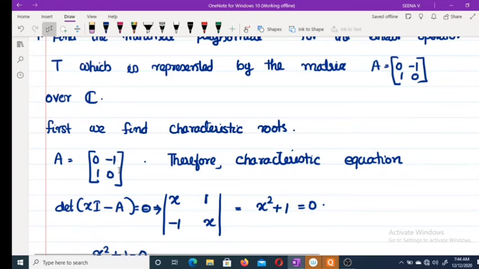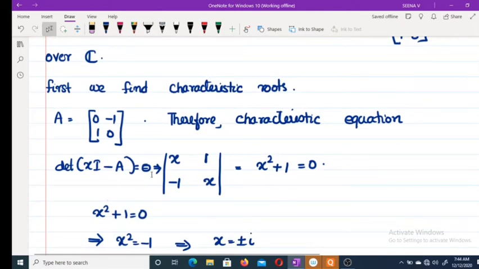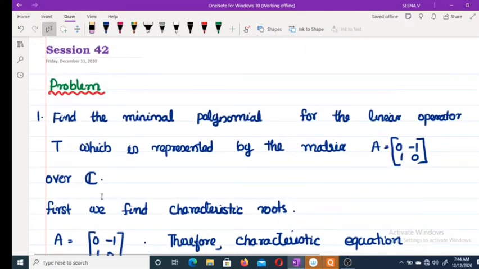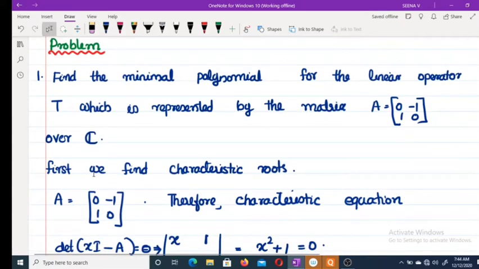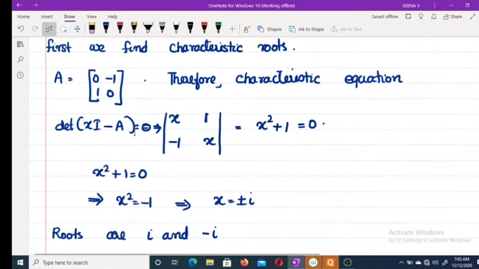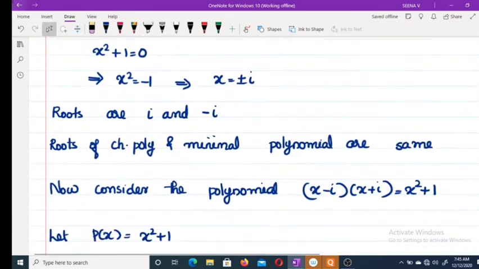This is our matrix, and the characteristic equation is determinant of xI minus A equal to 0. This implies the determinant of the matrix with entries x, 1, minus 1, x, and this is equal to x square plus 1 equal to 0. So what are the characteristic roots? The characteristic roots are plus or minus i. This is a matrix over C. If it is over R, then it has no characteristic roots, and therefore it has no minimal polynomial, characteristic polynomial, etc. In this case, we have i and minus i as roots.